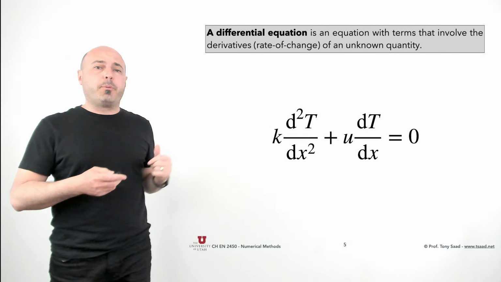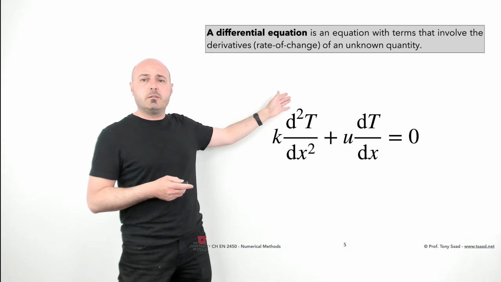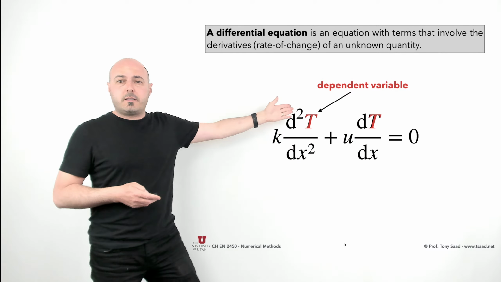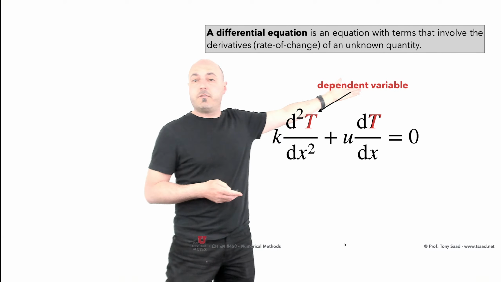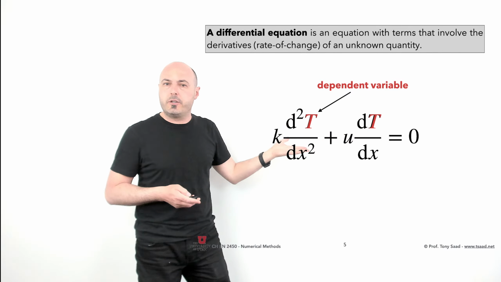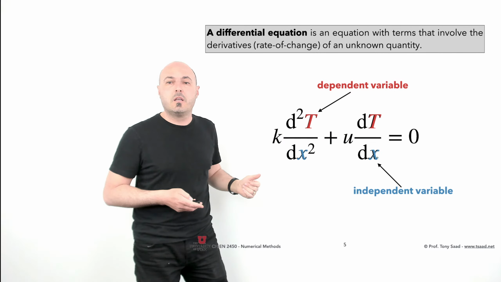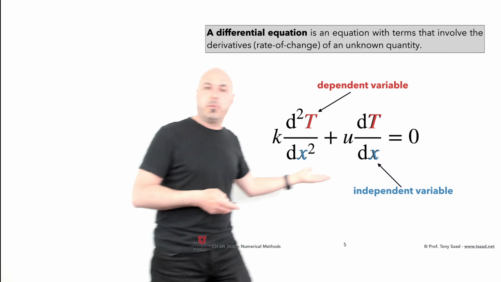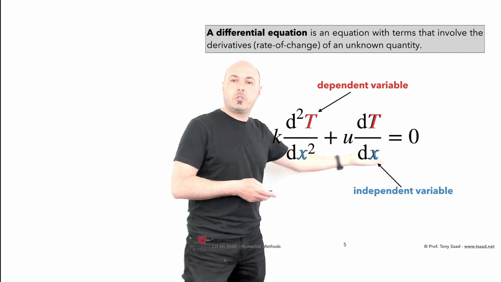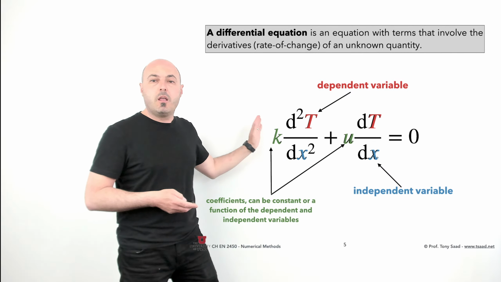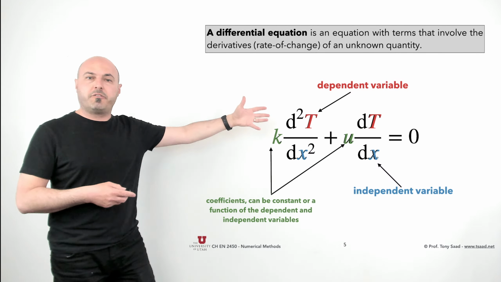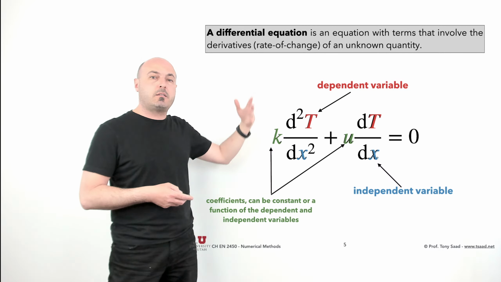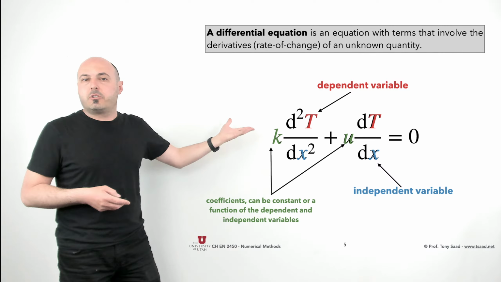Okay, here's an example of a differential equation: K d²T/dx² plus u dT/dx equals 0. Typically, what's inside the derivatives are the dependent variables. In this case, it's T. This is actually an equation for temperature, how temperature changes. What's being differentiated against are the independent variables, and in this case, we only have one, which we call x. We call that the independent variable. K and u are coefficients in the differential equation, and they can be constant. They can be functions of T and x.